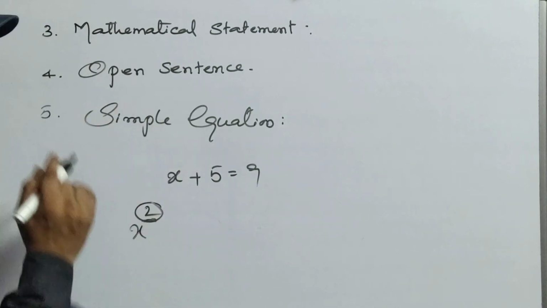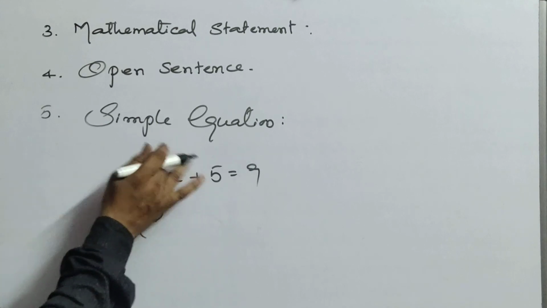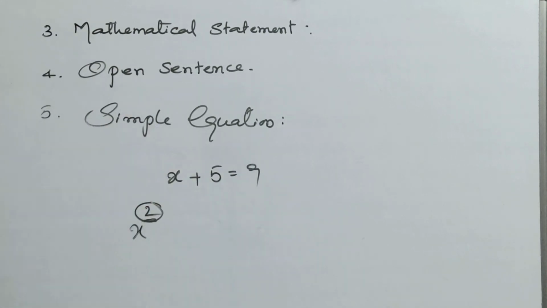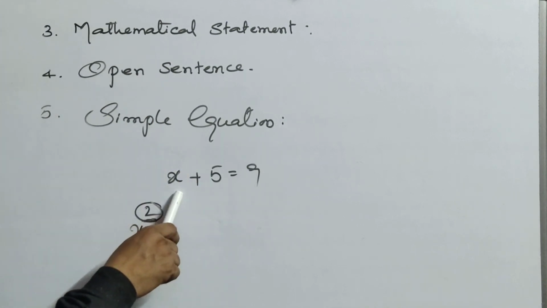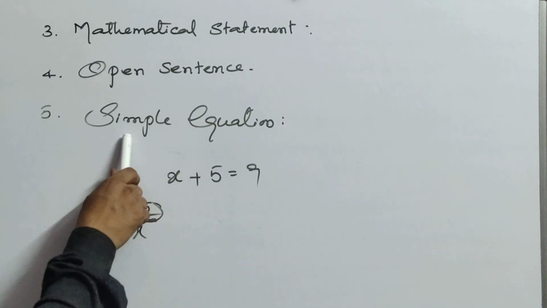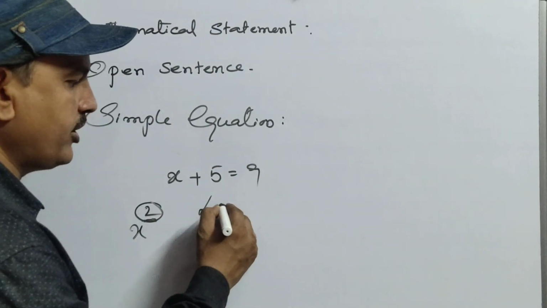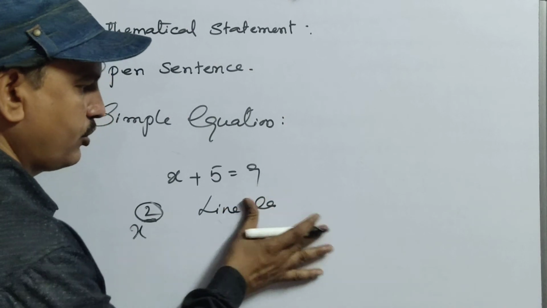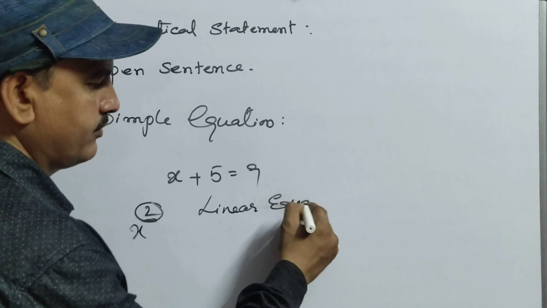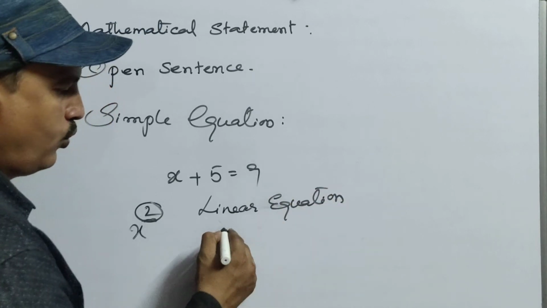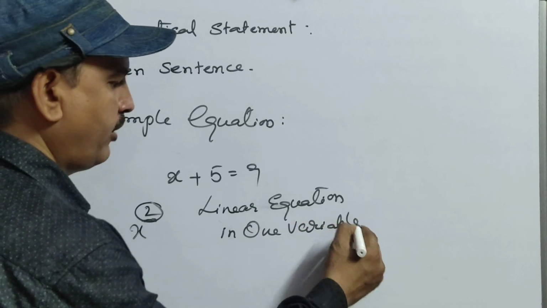But here no degree is written. You have to treat it as 1. So when the degree is 1, you have an equal to symbol, and you have only one variable, that is called a simple equation. So that comes under linear equation in one variable.